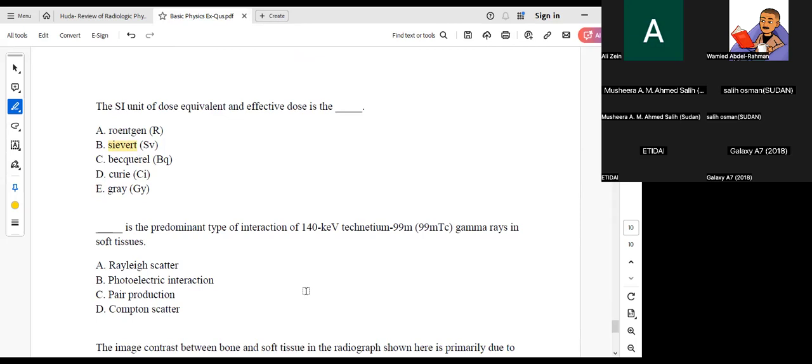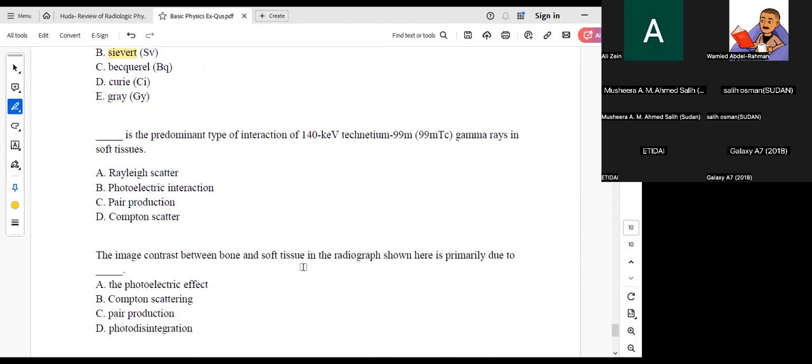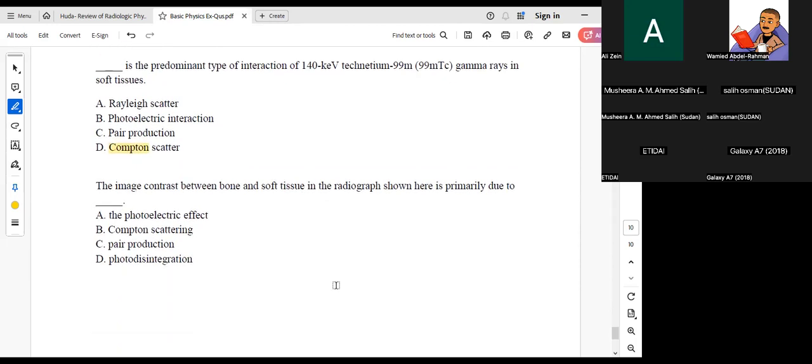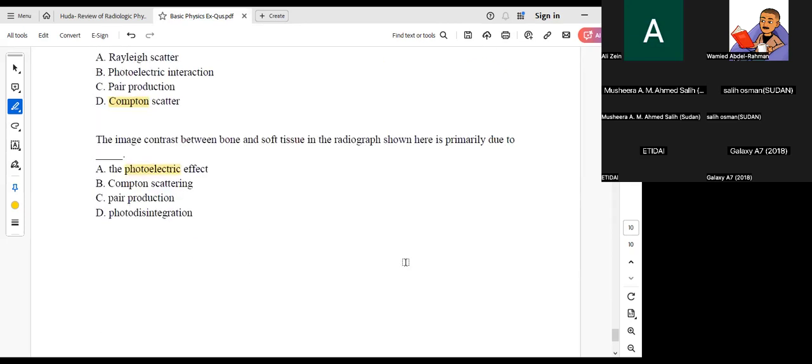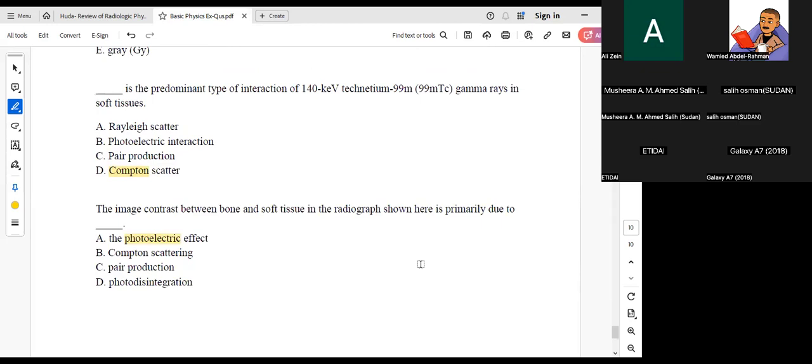A question like this could ask the SI unit for, let's say, particle fluence or energy fluence. What is the predominant type of interaction of 100 keV gamma ray in soft tissue? Anything in the diagnostic range is going to be Compton. The image contrast between bone and soft tissue in the radiograph shown here is primarily due to the photoelectric effect. This is why we're getting this difference in image contrast, because the photoelectric effect is proportional to Z to the power 3. That's why it gives very good contrast.